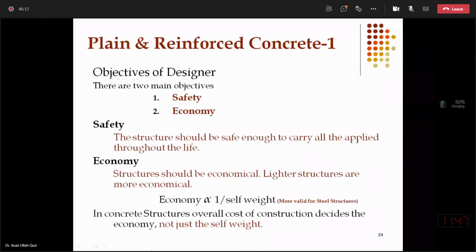if we are talking about reinforced concrete structures. So always you want to get smarter structures. You want to reduce self weight, and two main objectives, safety and economy, are important.